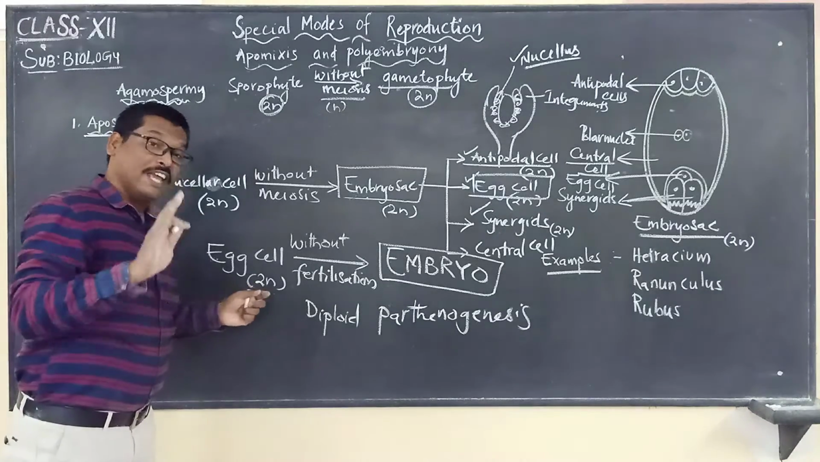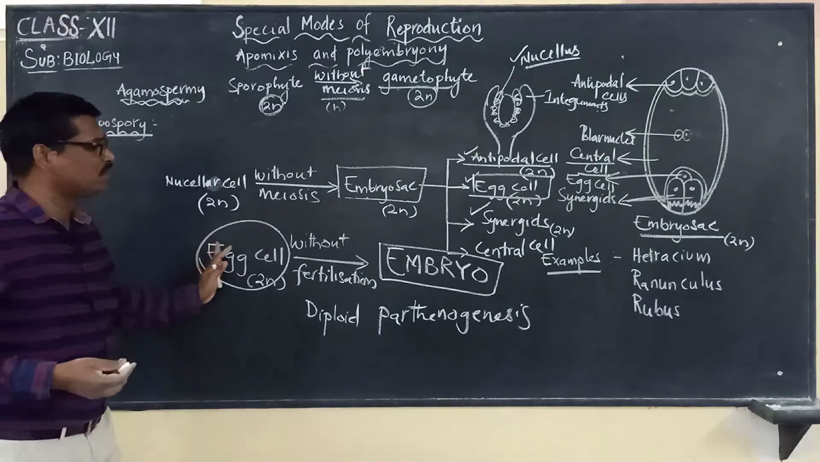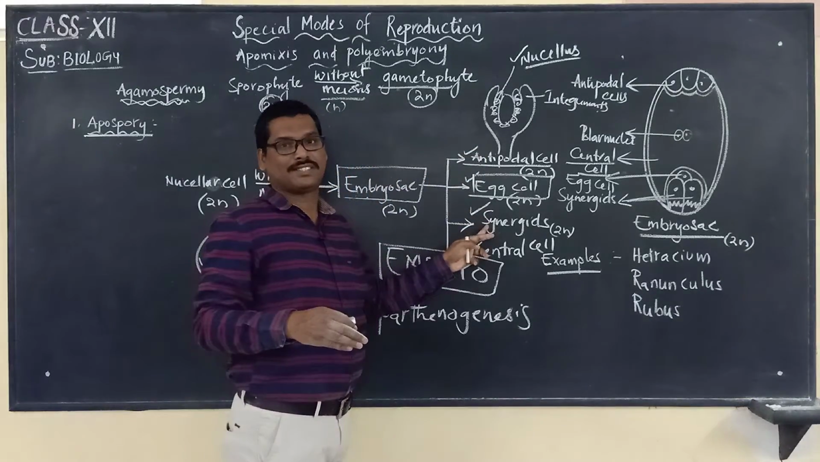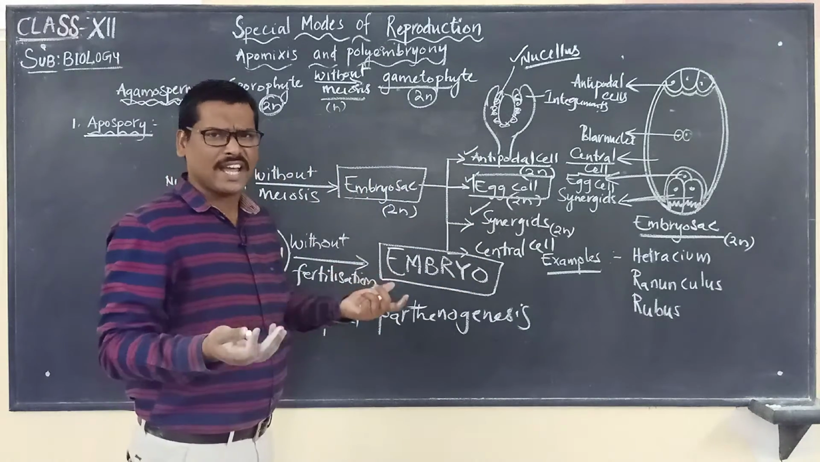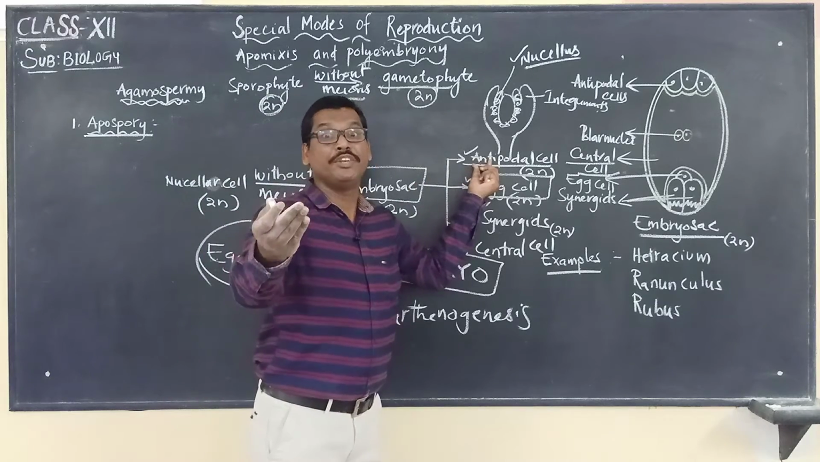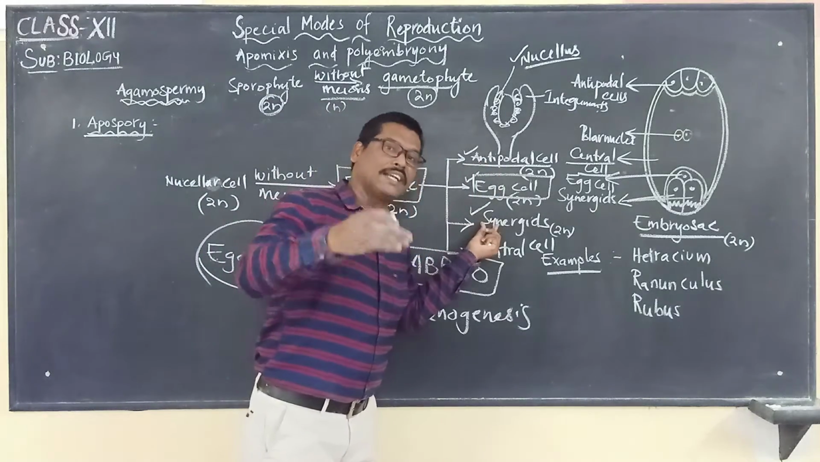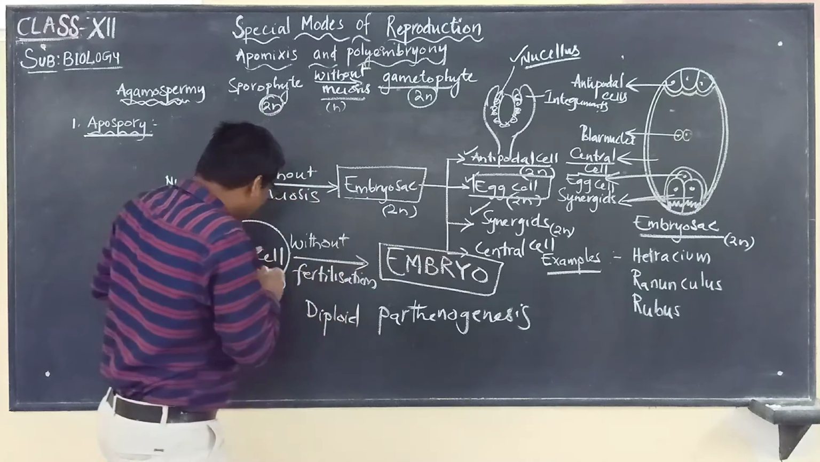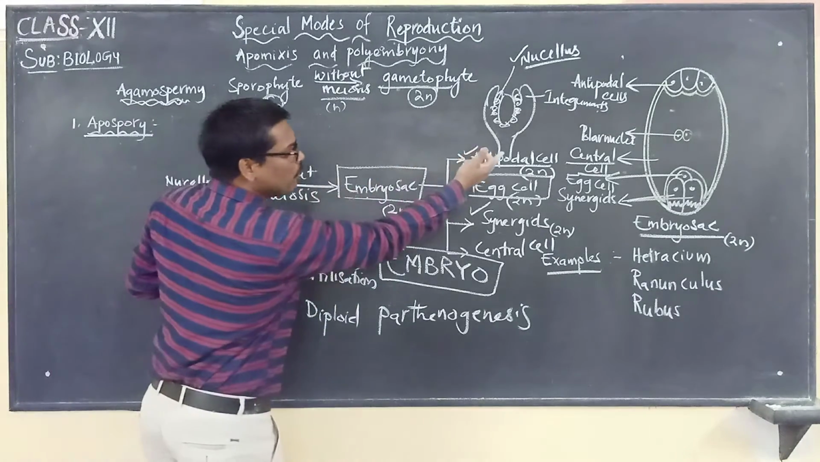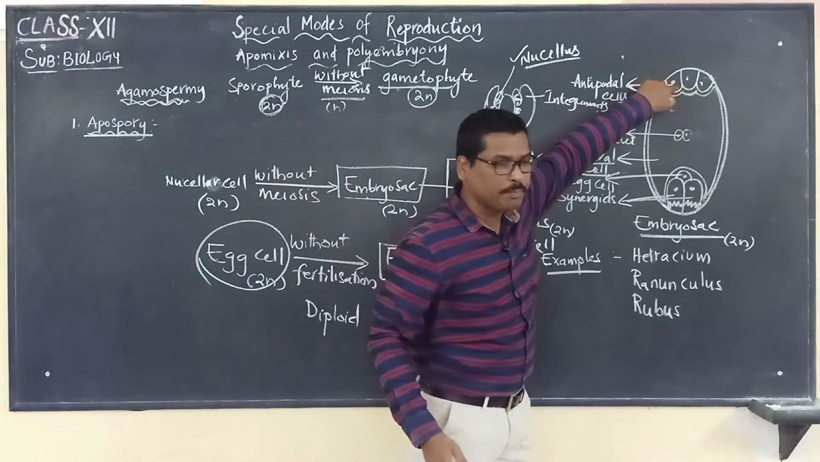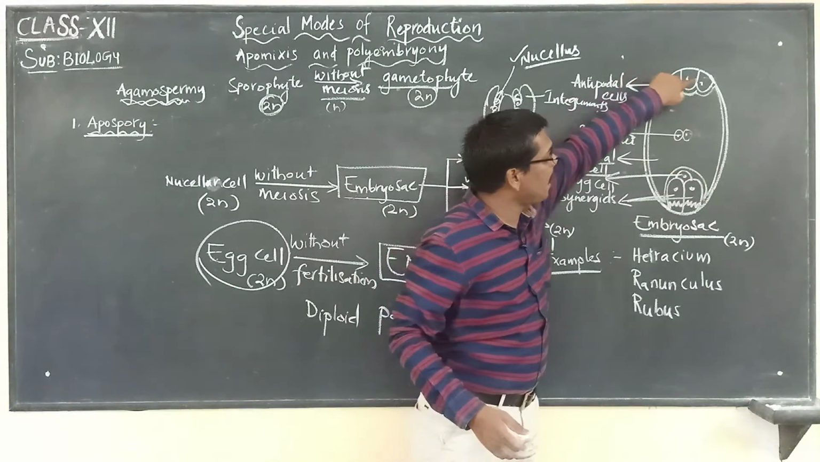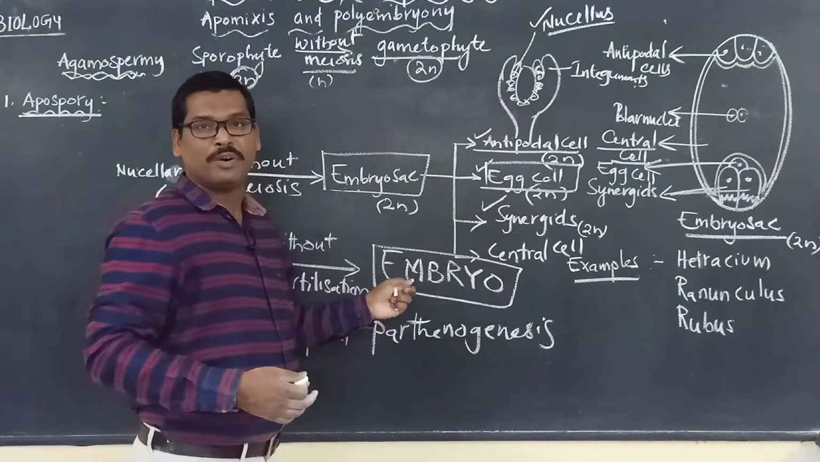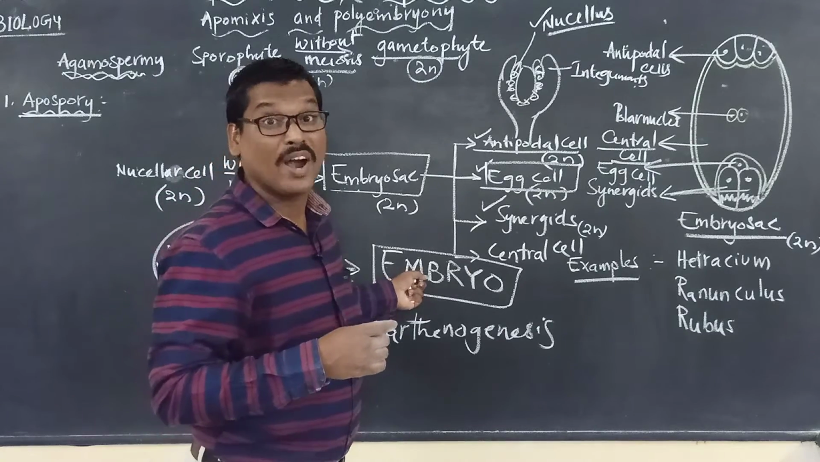And please remember now, apart from the egg cell, which commonly develops into an embryo, there are chances that antipodal cells and also synergids will also develop into embryo. Each antipodal cell can develop into a new embryo. Each synergid can develop into a new embryo without fertilization. So, except the egg cell, if the antipodal cells and the synergids develop into embryo, we call it apogamy, diploid apogamy.